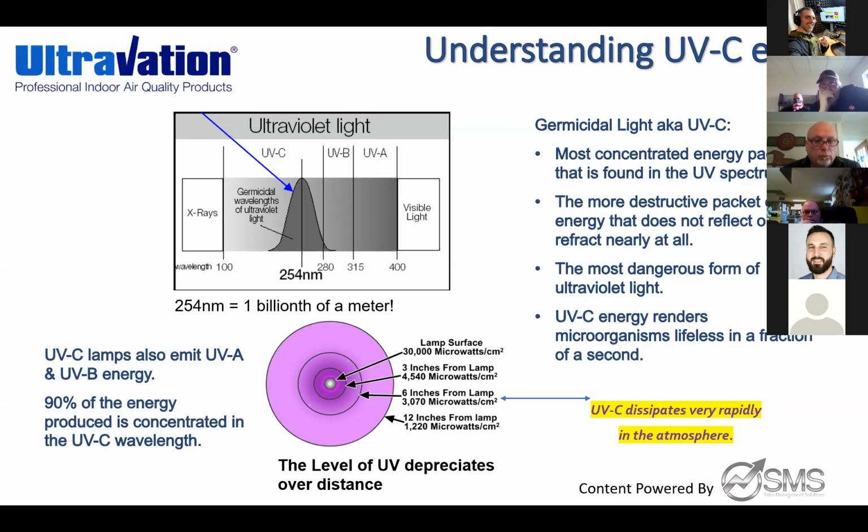It is the most destructive packet of energy, and it does not reflect or refract nearly at all. It's the most dangerous form of ultraviolet light. UVC energy renders microorganisms lifeless in a fraction of a second. So it is dangerous, but it is extremely effective as well. So we look at the UVC lamps. They also emit UVA and UVB energy, and 90% of the energy produced is concentrated in the UVC wavelength here. So we'll go ahead and jump to the next slide.